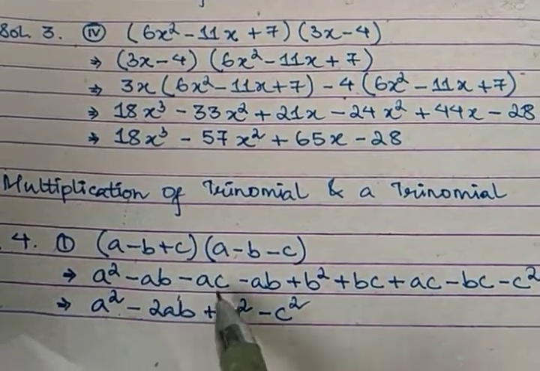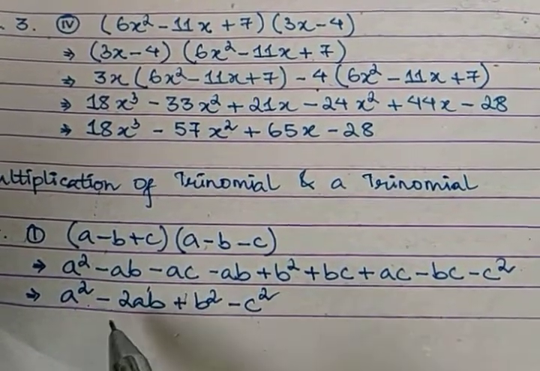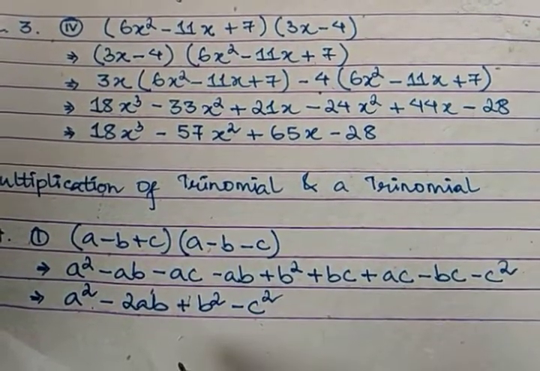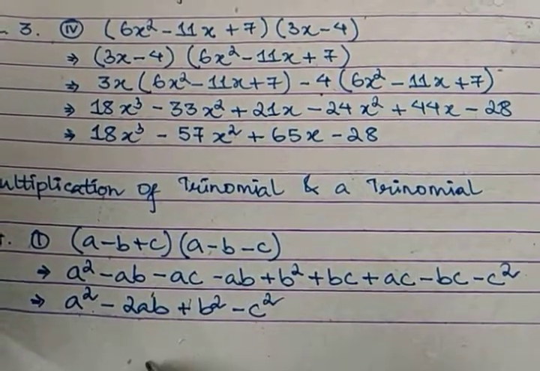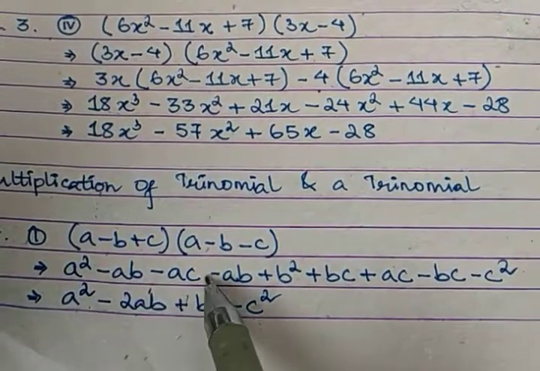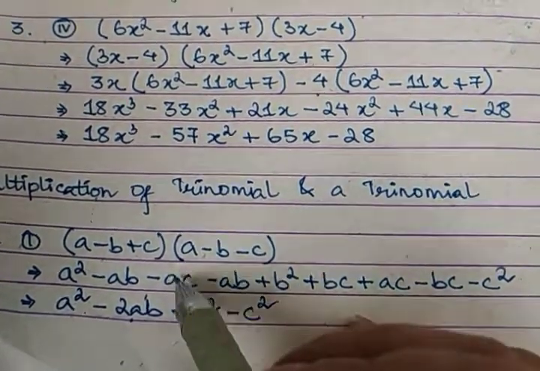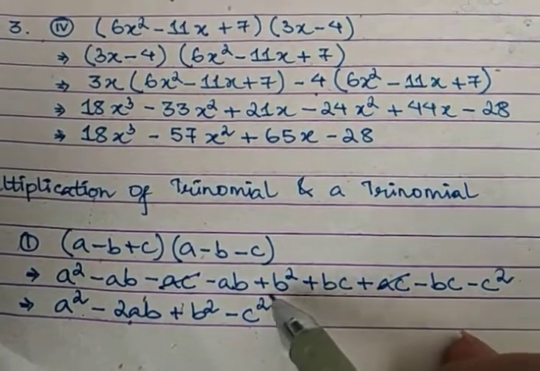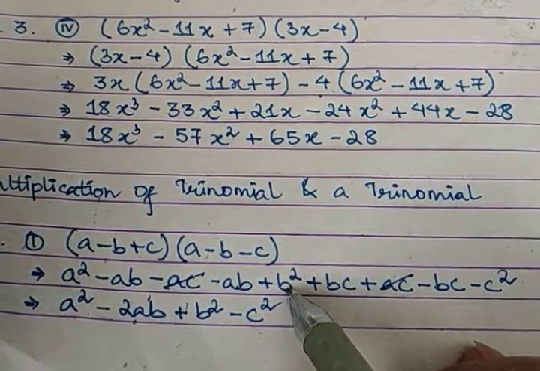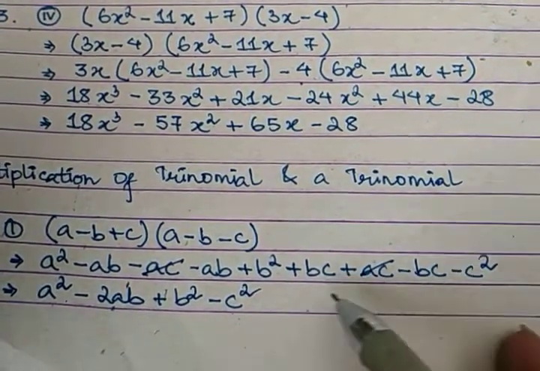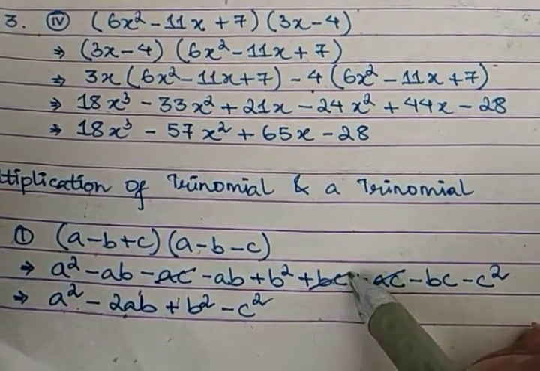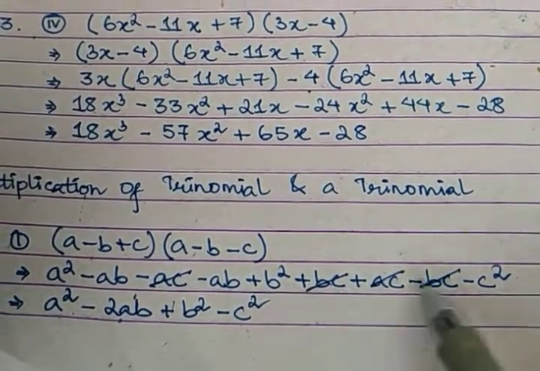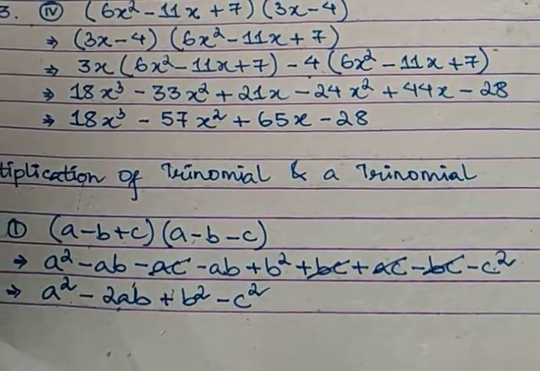Okay, no other term with a square, so it will remain as it is, a square. ab, yeah, I got minus ab in here and minus ab, isn't it? So same signs are added, sign remains same, the coefficients will be added, that is minus 2ab. Now for this ac, I got minus ac plus ac, so therefore it is cancelled, and b square, another term with b square, so it came directly as b square. Similarly again with plus bc, we got minus bc as well, so it will be cancelled, and finally we got c squared as our answer.